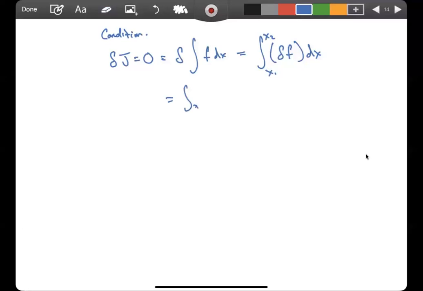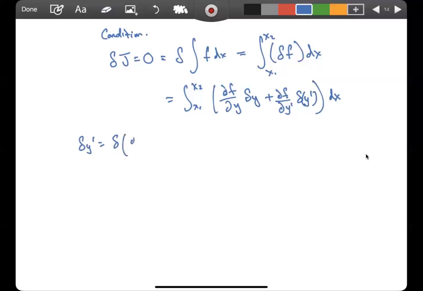So if I wrote this out, this would be the integral from x1 to x2 of the partial derivative of f with respect to y times the variation of y plus the partial of f with respect to y prime times the variation of y prime times dx, right? So in this case, I'm varying y prime. So what does that thing mean? The variation of y prime is the same thing as the variation of the derivative of y with respect to x, right? Now, in this case, what we're doing is we're assuming that we can bring the variation on the inside, right? So instead of looking at the variation of the derivative, we're going to look at the derivative of the variation.